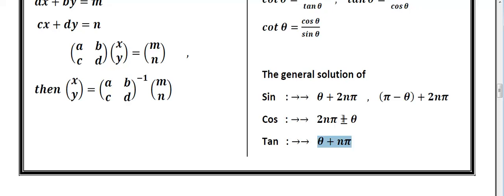Okay, 1 rotation, positive or negative theta in cosine, and sine theta plus 2 pi n, and the next angle 180 subtracted by theta, because sine will be positive at the first quadrant and second quadrant, but cosine will be positive at the first quadrant and fourth quadrant. First quadrant and fourth quadrant, we can write here 2 pi n positive or negative theta. Okay, this rule about the general solution of sine and cosine and tan is very important.